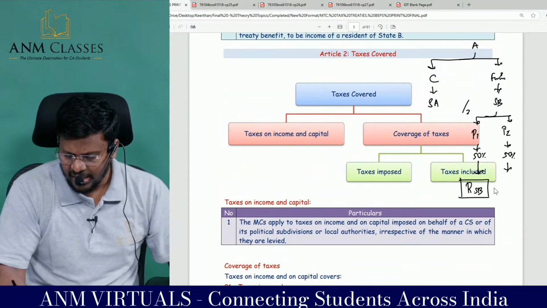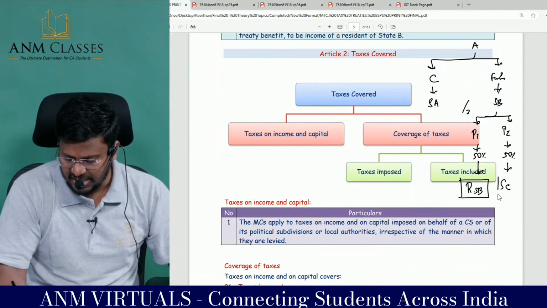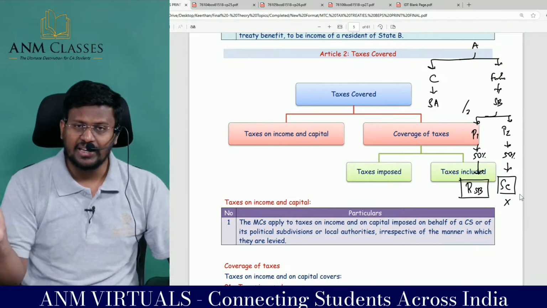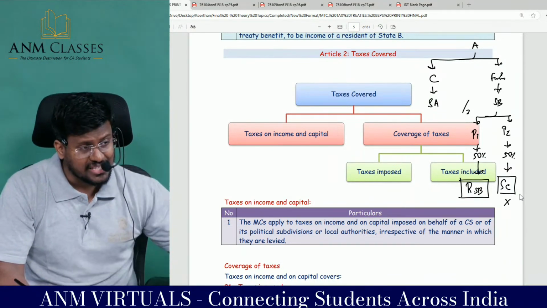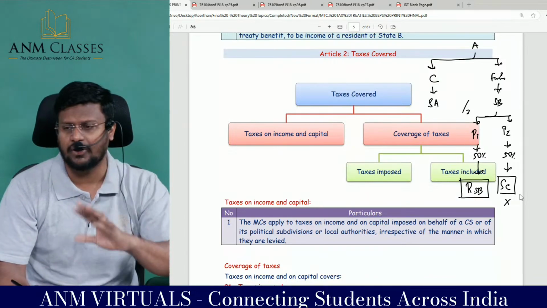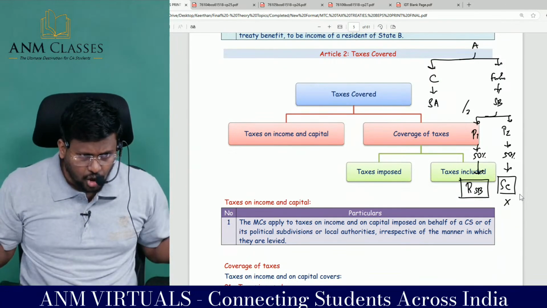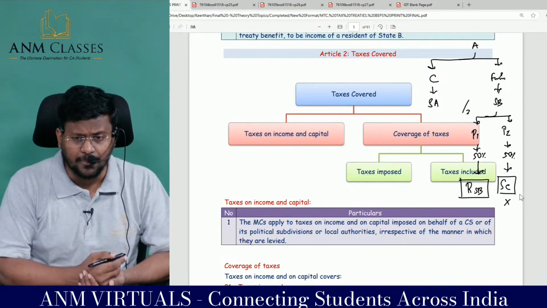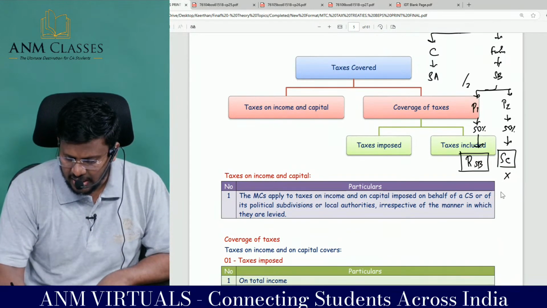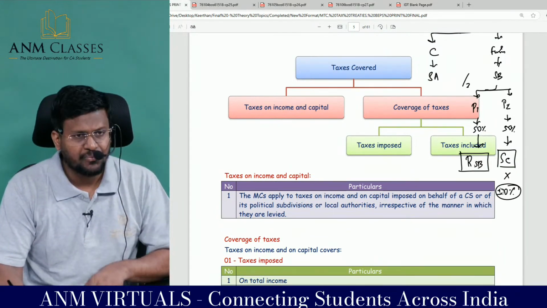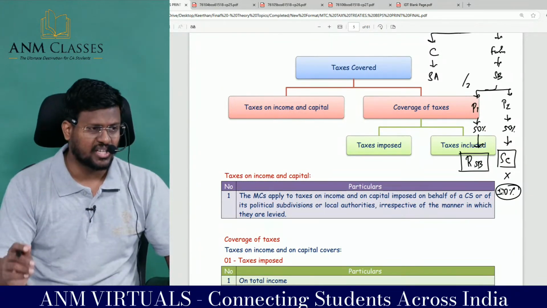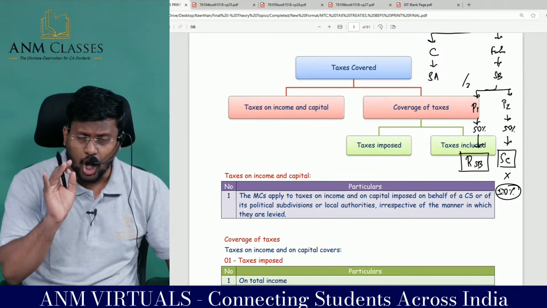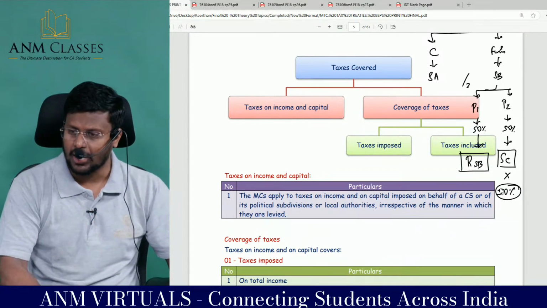That means this guy is a member of state C. India and state C do not have a double taxation avoidance agreement. Pakistan and state C do not have a double taxation avoidance agreement. Neither country has a double taxation agreement with state C. That means this 50% is not covered by the provisions of the double taxation avoidance agreement. For this 50%, normal income tax provisions will be applicable.